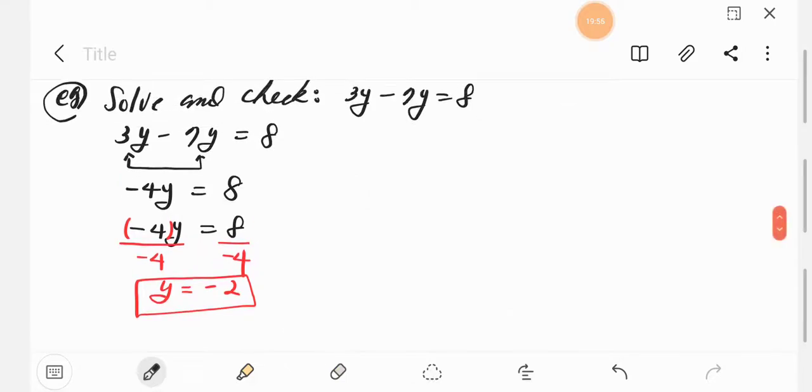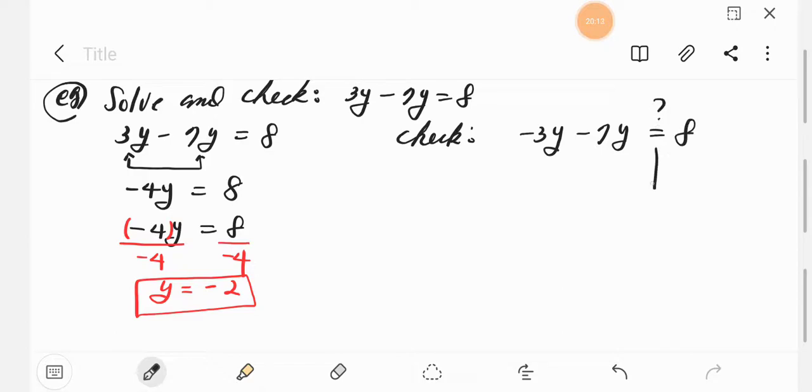So let's check whether this is correct. Let's try 3y minus 7y is equal to 8. Let's find out whether this is correct. So 3 times negative 2 minus 7 times negative 2. Then this is a product of the same number, so the sign will be positive. So 3 times 2 is 6.